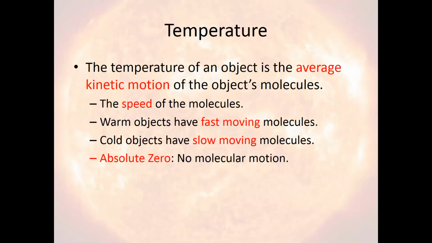Now, absolute zero is a theoretical concept, at least here on Earth. And as a result, there's really no absolute zero objects here on Earth. We've gotten really, really close to absolute zero, but haven't gotten there yet.